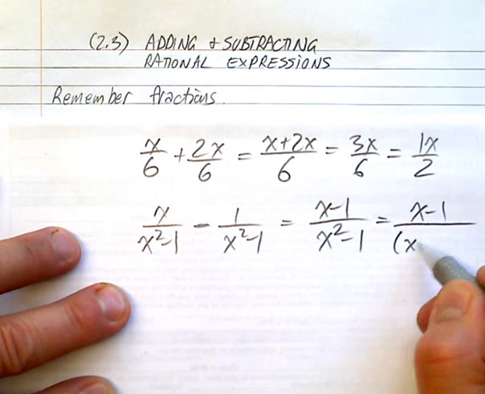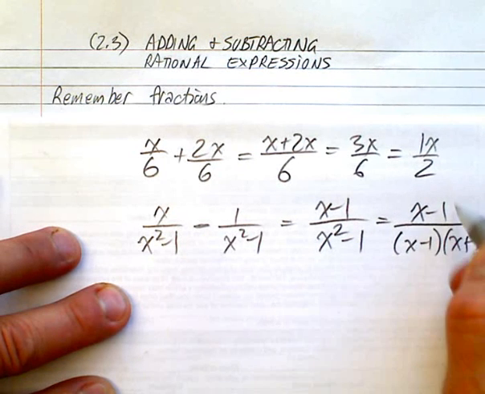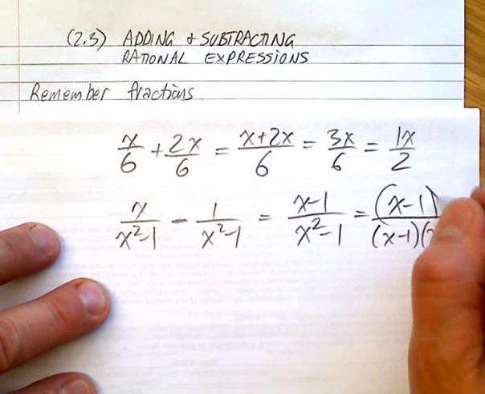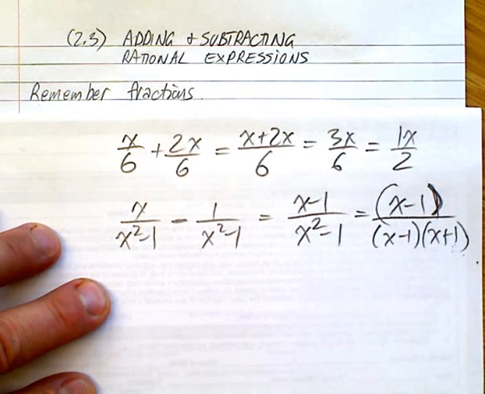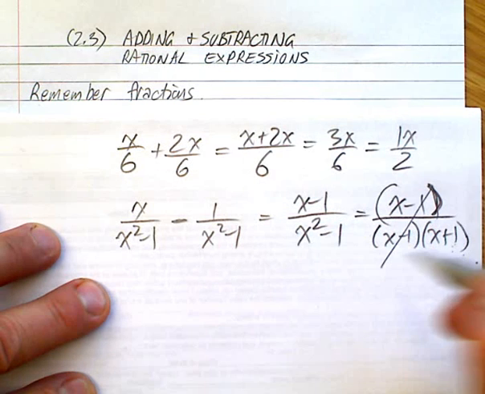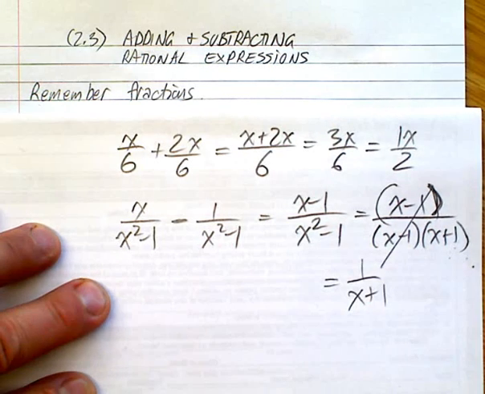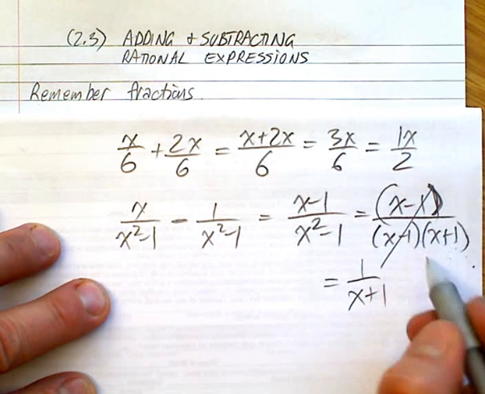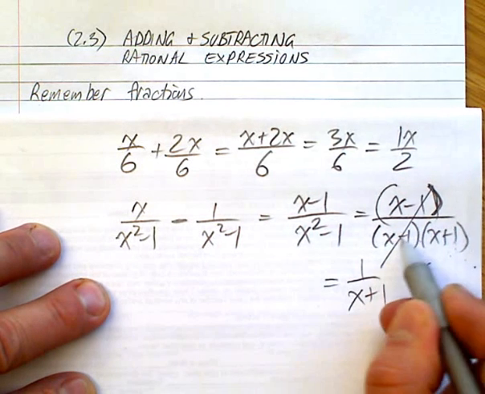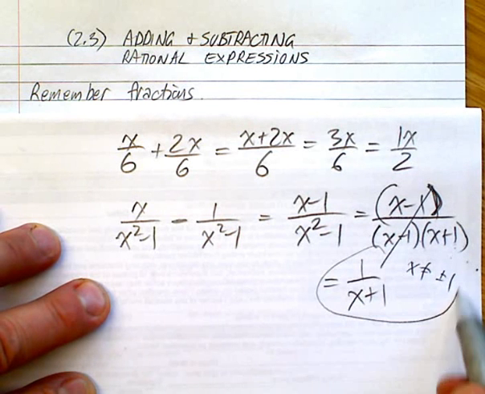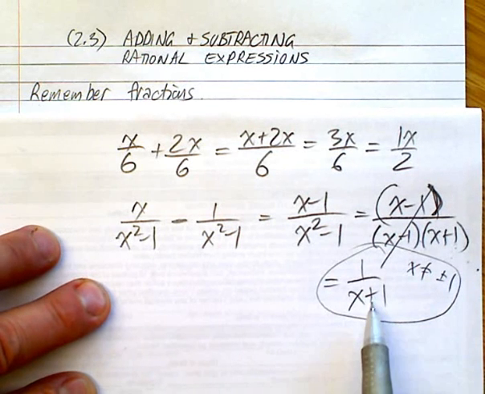Always factor if you can. Look to see if there is a common factor, GCF it, or if it's a difference of squares, whatever you need to do. Now that cancels out. You're left with 1 over x plus 1. If you wanted to state your restrictions, you look here and you say, okay, x can't be positive or negative 1. So this would be your entire answer. Often we're just going to be looking for this. So this is the basic idea.